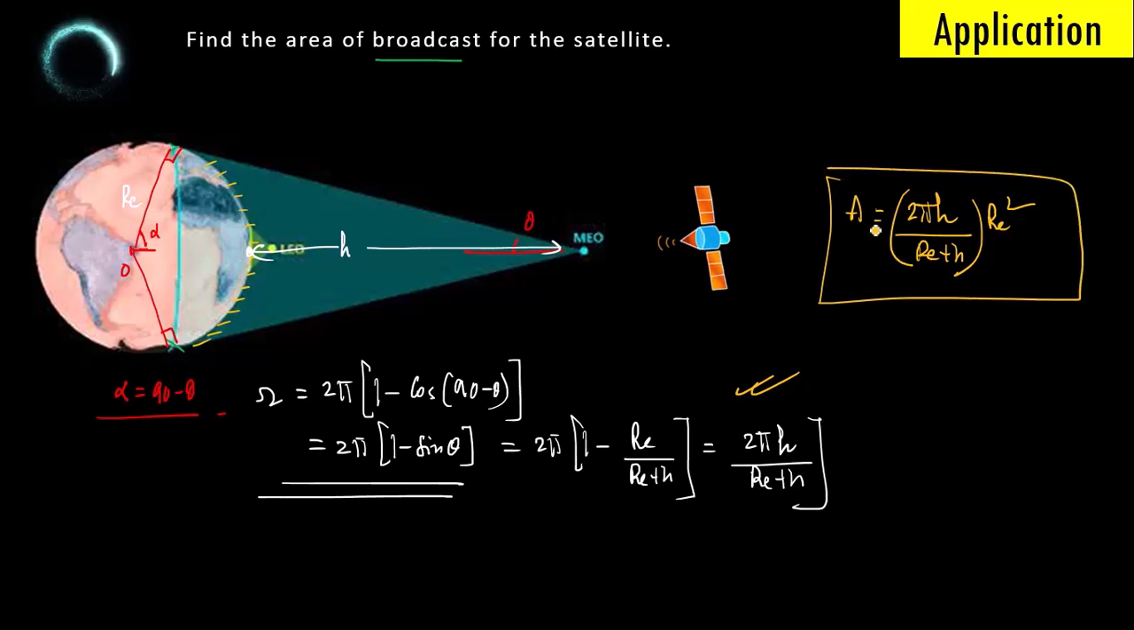So this is the portion of the Earth's surface area inside which the satellite can broadcast. This is a portion of the area of the Earth which is being seen by the satellite, so that is called the broadcast region. I can calculate that also depending on the concept of the solid angle. So hope you understand this.